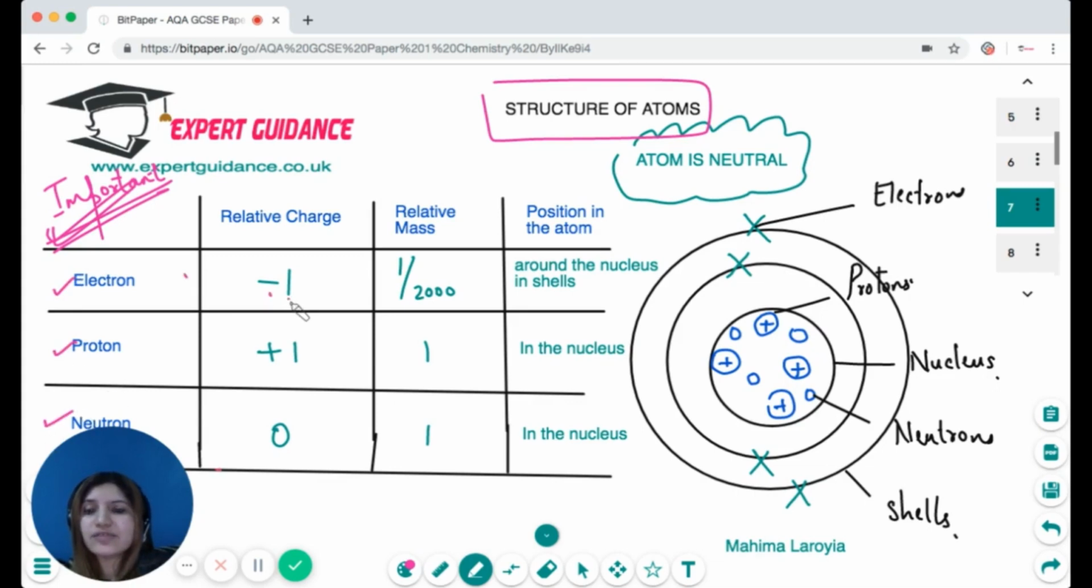Electrons have a relative charge of -1, protons have +1, neutrons have 0 charge. The relative mass of protons and neutrons is 1. Electrons are 2000 times less, therefore electrons are lighter. Protons and neutrons are found in the center, in the nucleus of the atom, and the electrons are found revolving around the nucleus in specific shells. So you can see that this is the element which has 4 electrons. 2 are in the first shell, 2 are in the next shell, and 4 protons and 4 neutrons are in the center. This is how we make the structure of the atom.